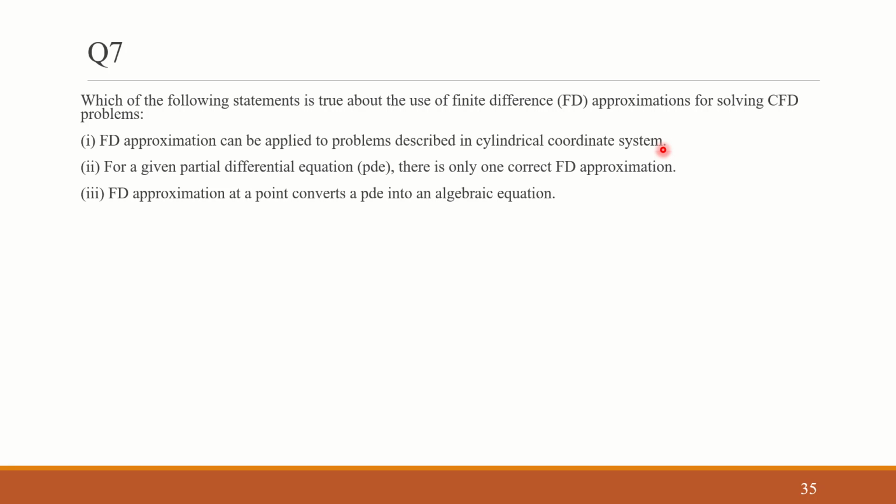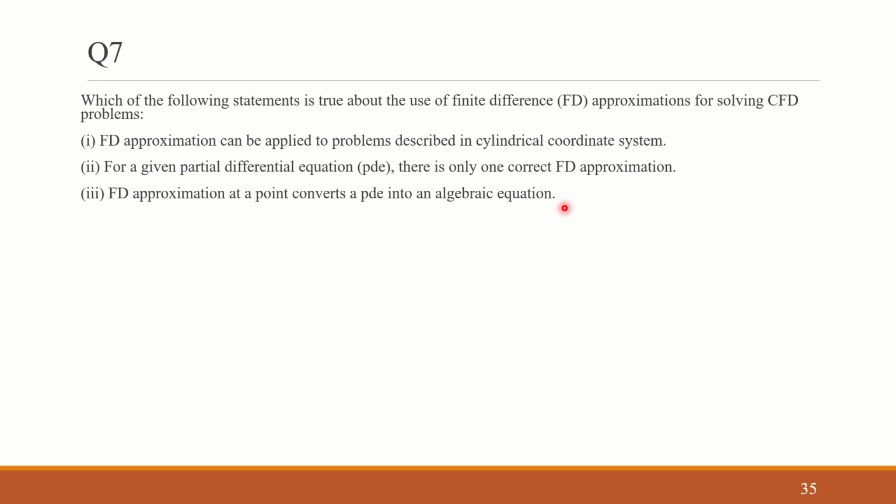Third statement, FD approximation at a point converts a PDE into an algebraic equation. That is a true statement. If you remember, we have ∂²u/∂y², which we have written as (u at i,j-1 minus 2 times u at i,j plus u at i,j+1) divided by delta y squared. So the right hand side is an algebraic equation and can be solved as an algebraic equation. So the third statement is also true. Except for the second statement, the first and third are right.